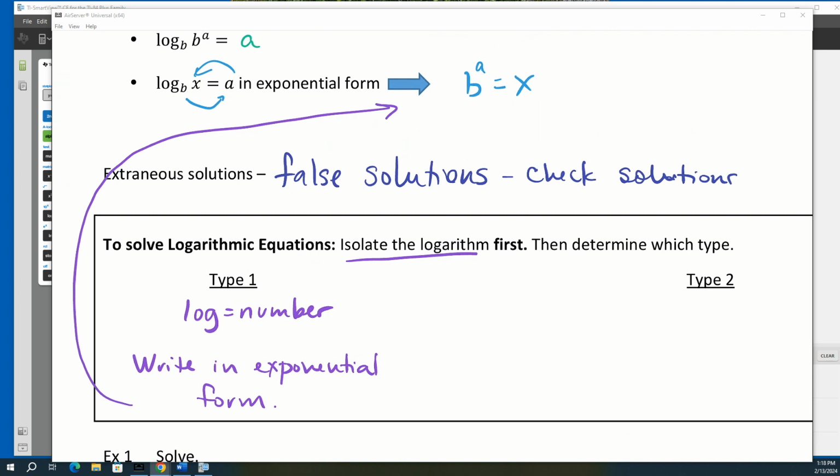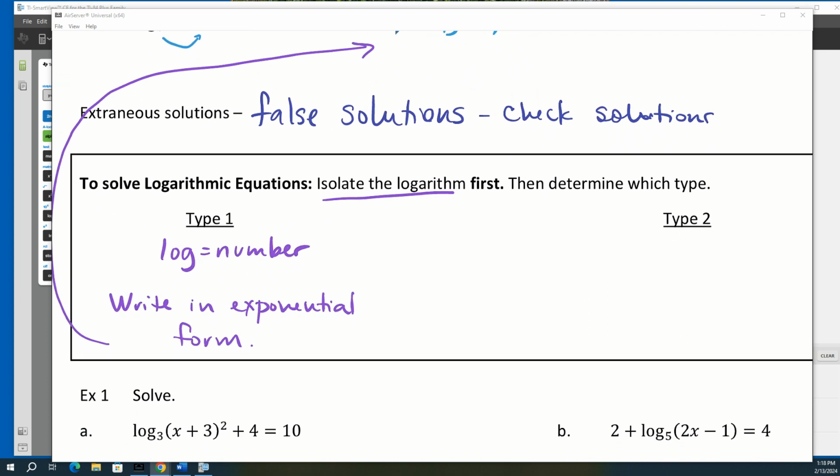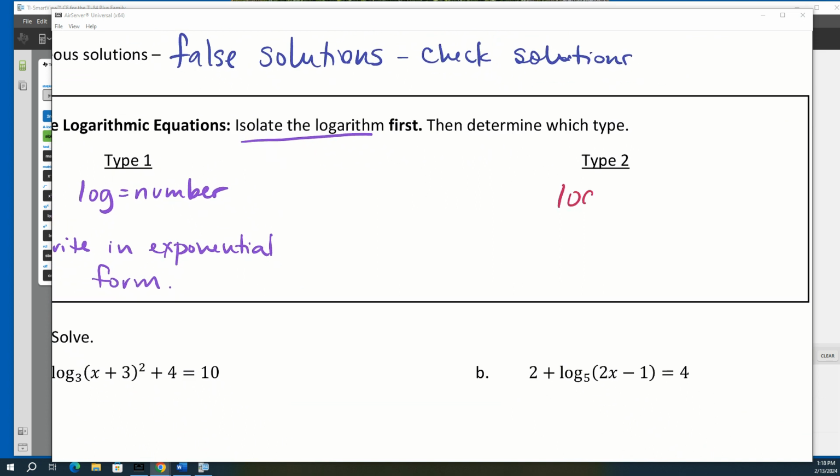Right, and then the other type is type 2, and it is going to be log equals log. And these are actually a little easier to do. So you'd have something like log of 2x equals log of 4. So if they both have the same logarithm, then that means that 2x would have to equal 4. So to solve, you just drop off the logs. So let's solve some of these.